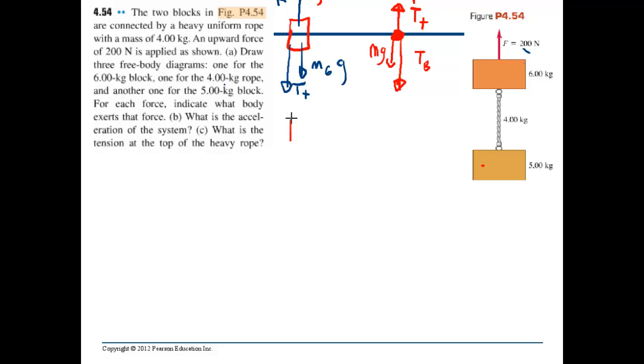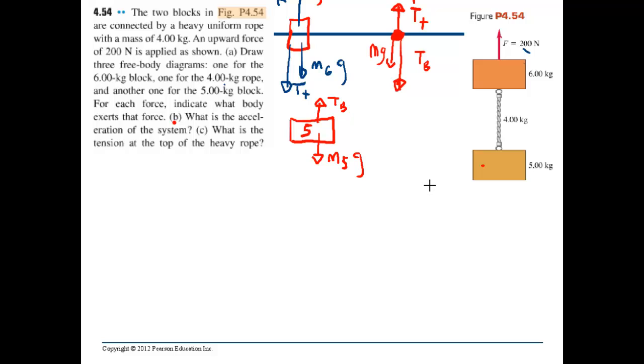Last, let me draw my 5 kilogram block. I'm just going to draw a 5 right here so we know what we're talking about. And that's going to be pulled upwards by the tension in the bottom of the rope, and it's going to have strictly just its weight, its mass 5 multiplied by gravity, pulling it downwards. So, going ahead, I'll draw my free body diagrams.